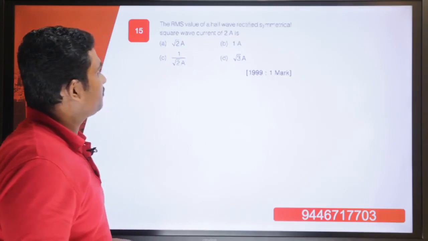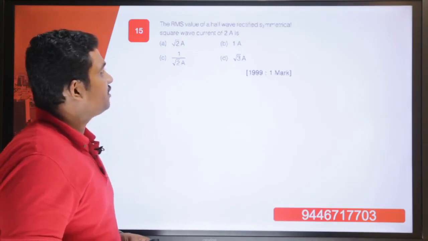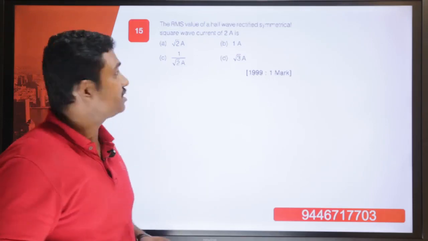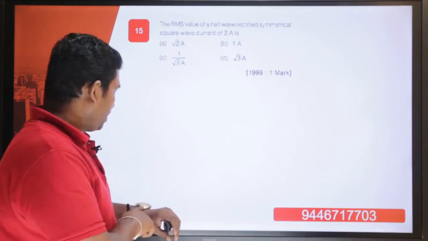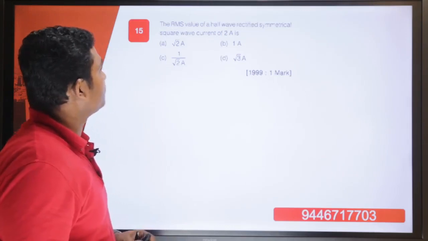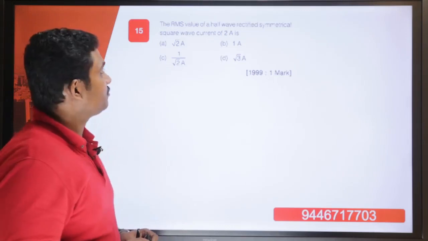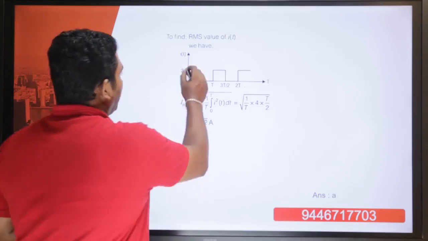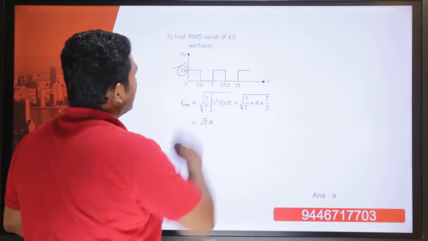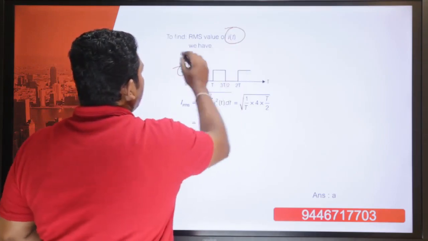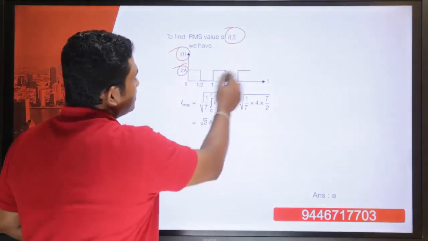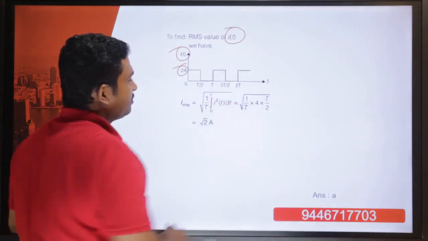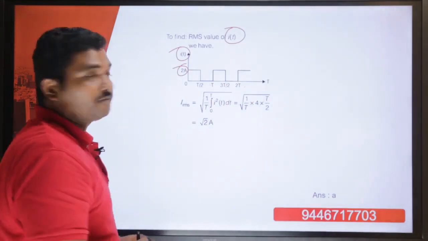Now moving to question number 15: the RMS value of a half wave rectified symmetrical square wave current of 2 ampere. So we will have to draw the symmetrical square wave whose value is 2 amperes, and find the RMS value of this i of t. This is the symmetrical square wave from 0 to T by 2, from T to 3T by 2 and then from 2T onwards.